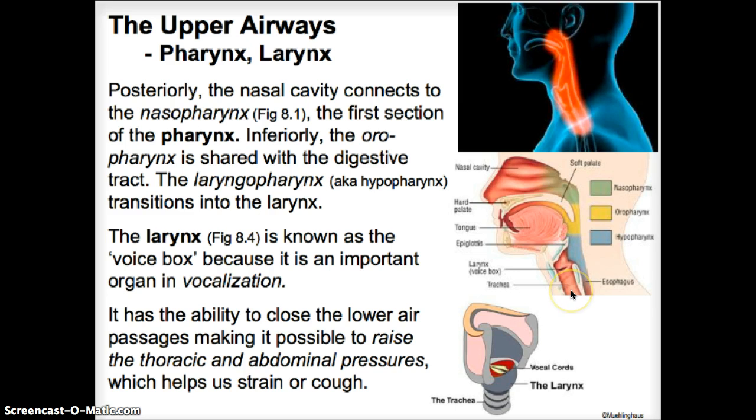The trachea has to stay open. The air is not strong enough to push it open every time. The larynx is known as the voice box because this is where we do vocalization and we make sound in there.